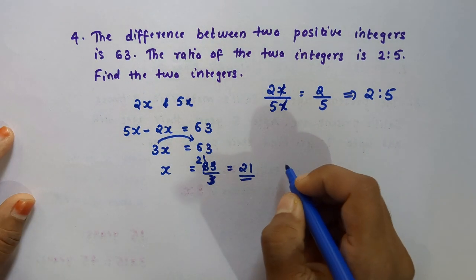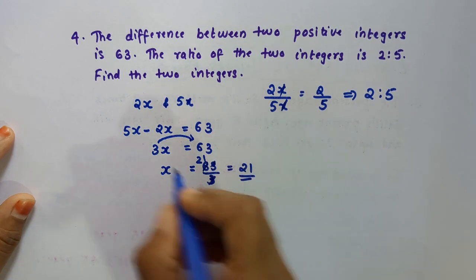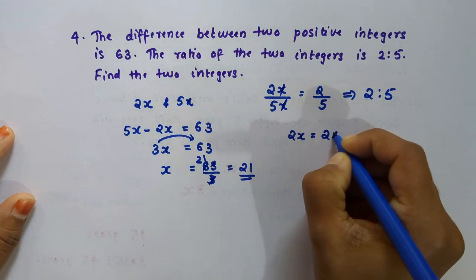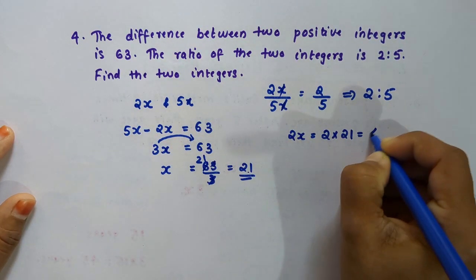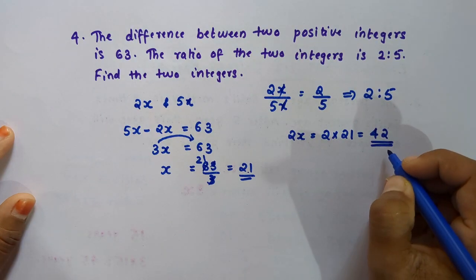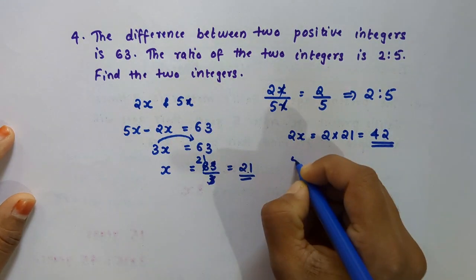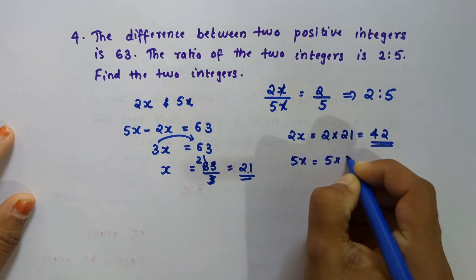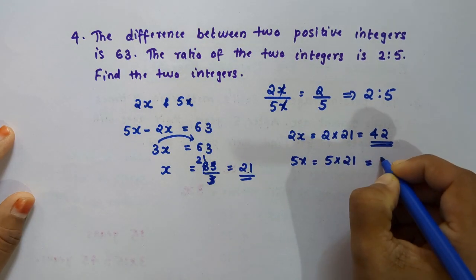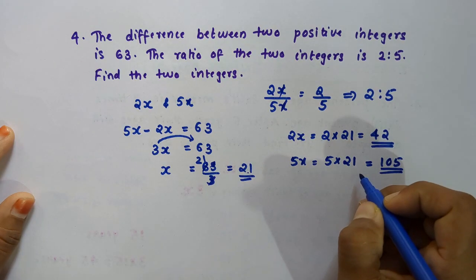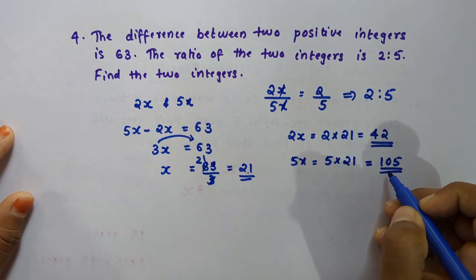We want to find the two positive integers, no? So the first positive integer is 2x. 2x means 2 into x, which is 21. So the first positive integer is 42. And the second positive integer is 5x. 5x means 5 into x, which is 21. So 5 into 21 is 105. So the two positive integers are 42 and 105.